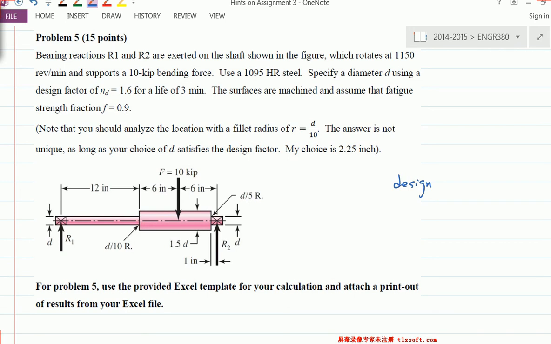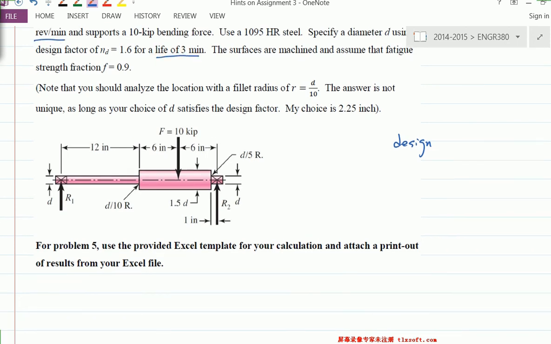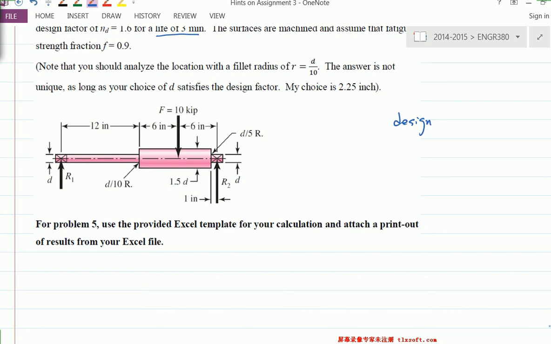So the question gives you the rotating shaft at this much speed, and you're looking for a life of only 3 minutes. So what we need is the number of cycles during that amount of time. The life, the number of cycles, is basically speed times the minutes, which is this much of the number of cycles. The material is given, so you can find Sut. You can also find Sy.